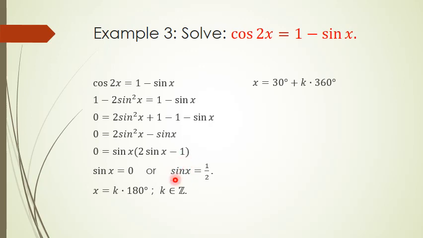Then from the second one, sine x equal to half. This is positive, and the reference angle gives one of the solutions. That's in the first quadrant, which is 30 degrees. So x is equal to 30 degrees plus k times 360 degrees. The other one will be in the second quadrant. So in the second quadrant, x is equal to 180 minus the reference angle 30 degrees plus k times 360 degrees, which simplifies to x equal to 150 degrees plus k times 360 degrees.